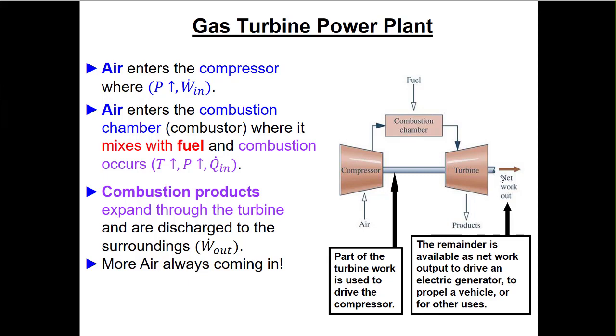Right? But if that consumed all the power that we generated in the turbine, it would be better not to run the system, right? So we have to have some surplus power, and that's going to be our net work, which connects maybe to an electrical generator and goes out onto the grid.